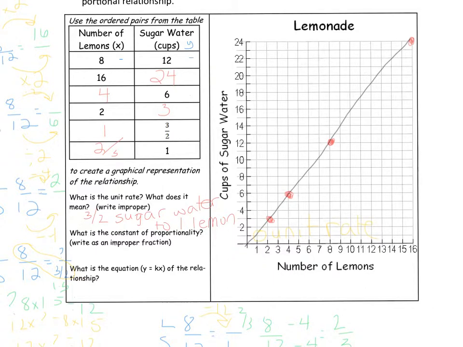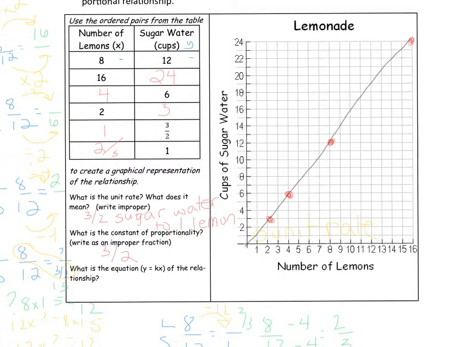So we can look at it and say, what do I do to 8 to get to 12? What do I do to 16 to get to 24? What do I do to 4 to get to 6? What do I do to 2 to get to 3? Those aren't very helpful. The one that's going to be helpful in determining the constant of proportionality is seeing that second to last one. What do I do to 1 to get to 3 halves? Well, we would multiply by 3 halves. So the constant of proportionality is 3 halves.